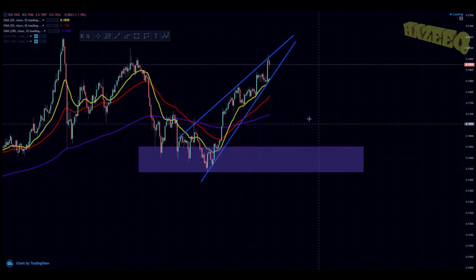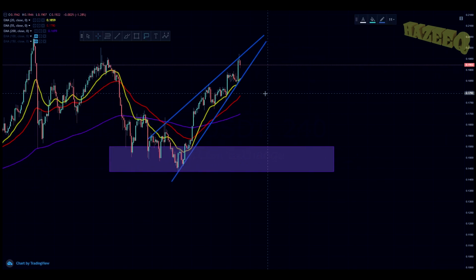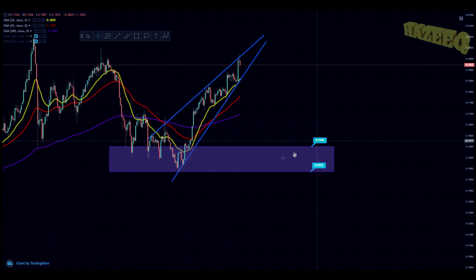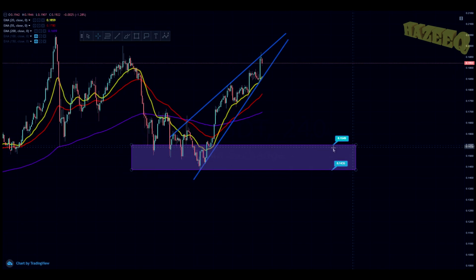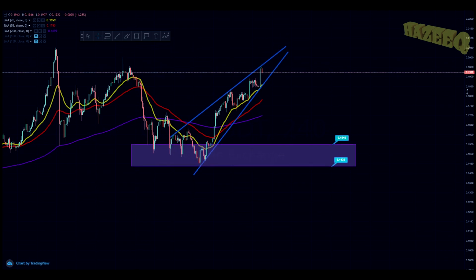Now jumping into the 4-hourly chart, I'm going to give you a new buy area. It's going to be from 15.5 cents all the way down to 14.35. So 15.50 and 14.35 is your buying area.